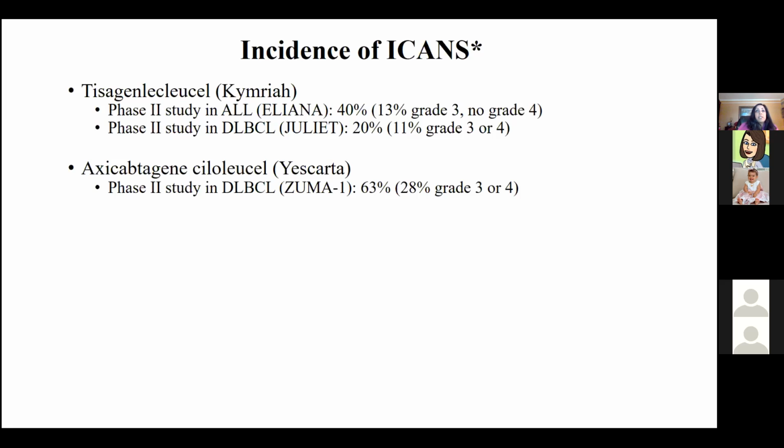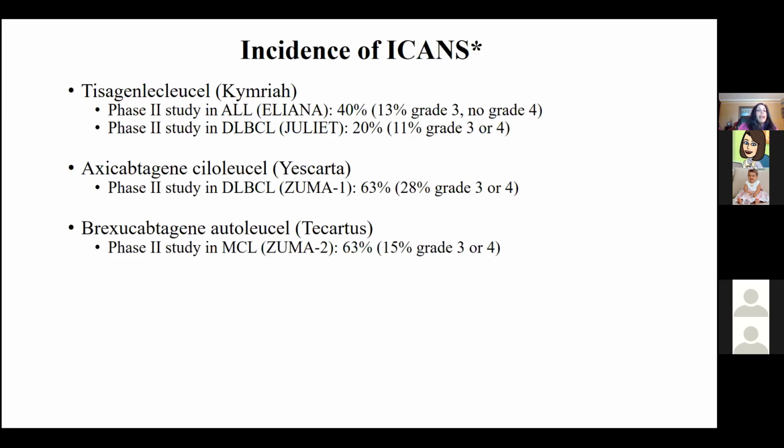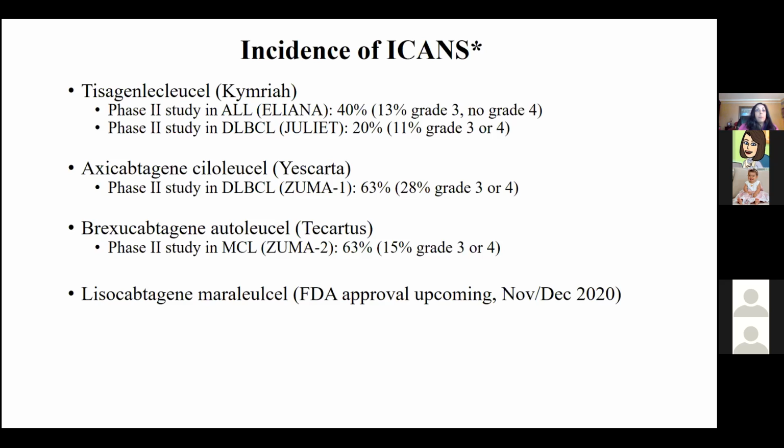For the CAR T cell Yescarta, this is the one that tends to have higher toxicities, 63% of patients developed ICANS, with 28% developing grade 3 or 4. And then for the newest CAR T cell on the block, Tecartus, in that trial, it was also 63% neurotoxicity, with 15% developing grade 3 or 4. The new product that's probably going to be approved later this year had somewhere in between, with an ICANS rate of 30%, with 10% grade 3 or 4.